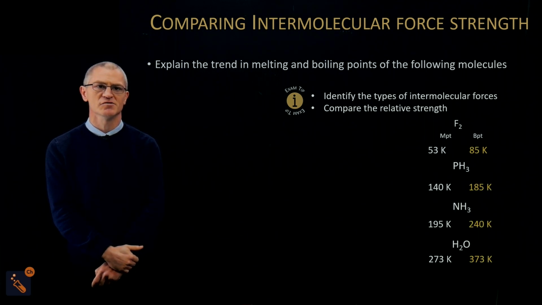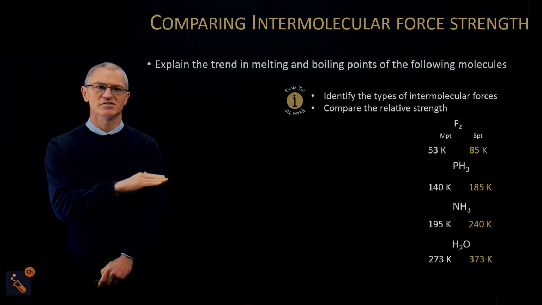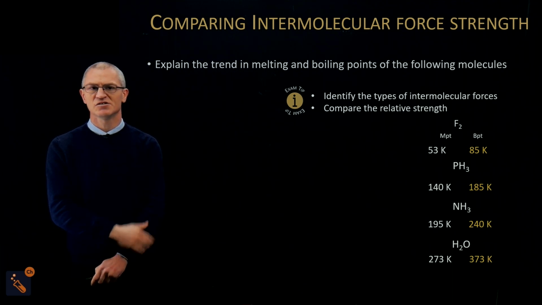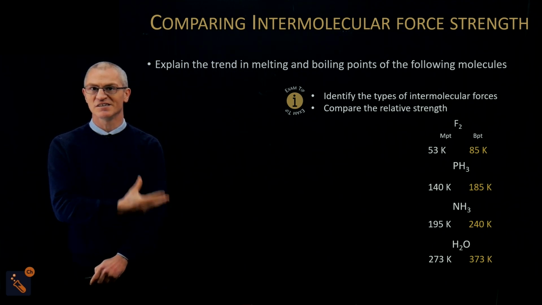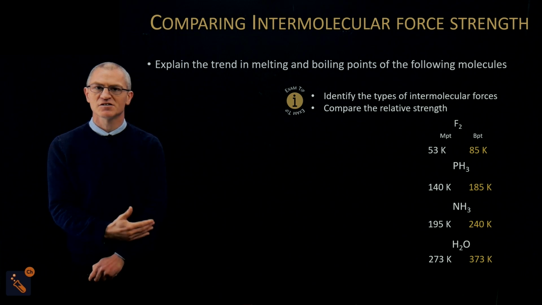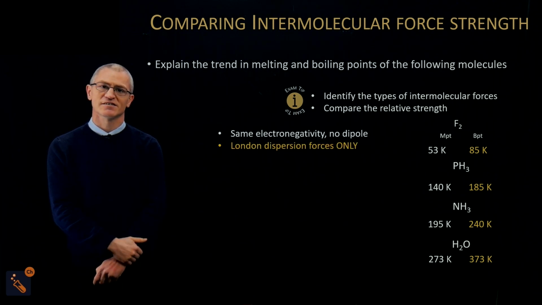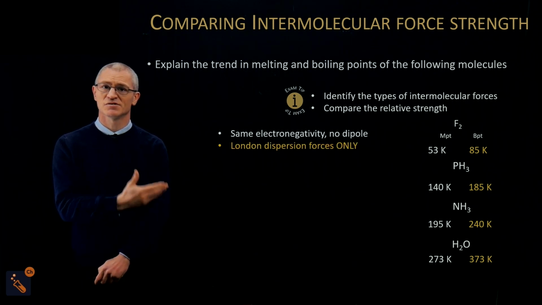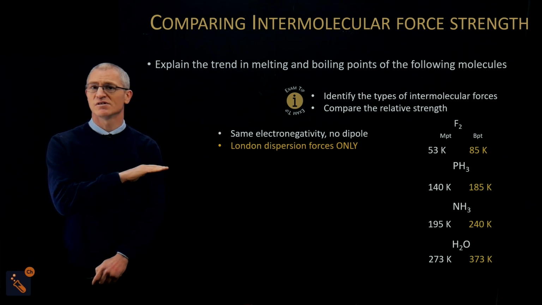So let's look at our molecules. We've got fluorine, PH3, NH3 and H2O, and it normally includes one of these with something else. So it's really good to know these examples. First of all, fluorine. Let's look at the type of intermolecular force. It is the same electronegativity, therefore there's no dipole, therefore that's definitely London dispersion forces only.